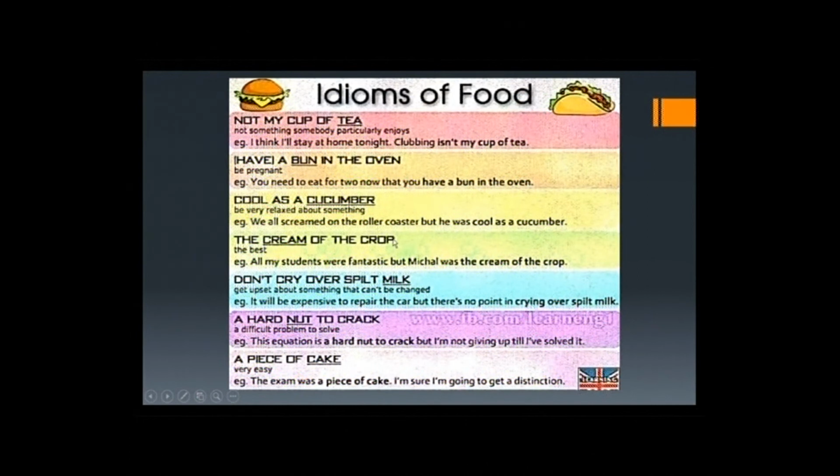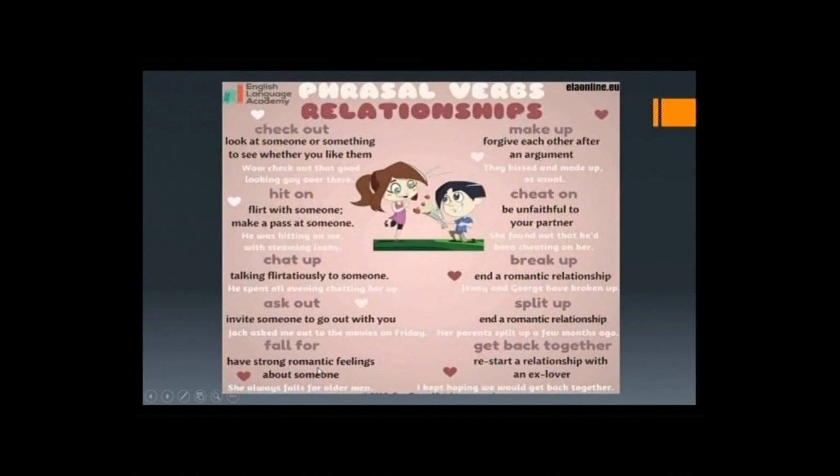The cream of the crop, the best. All my students were fantastic, but Michael was the cream of the crop. So everyone is intelligent, everyone is a good child, but that one would be the cream of the crop. You can use this. Don't cry over spilt milk. Hard nut to crack. Now you will meet such people in life. Hard nut to crack. It is not easy to please him. Piece of cake you have already done.